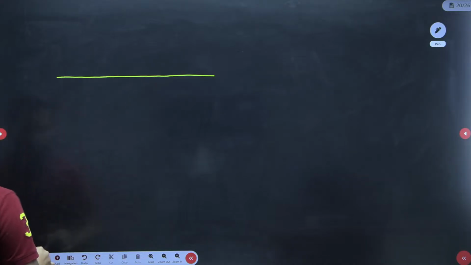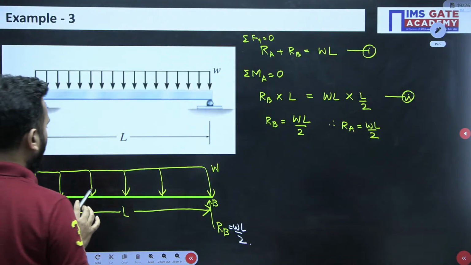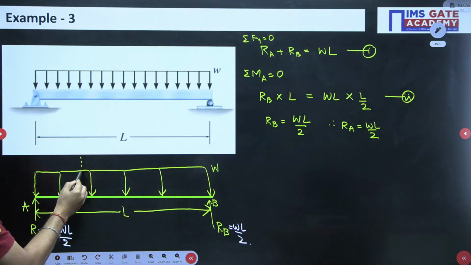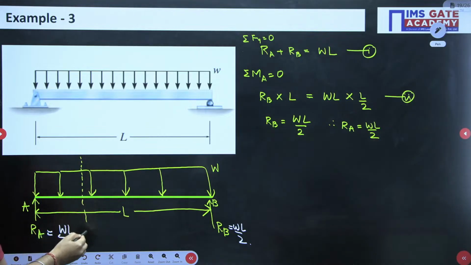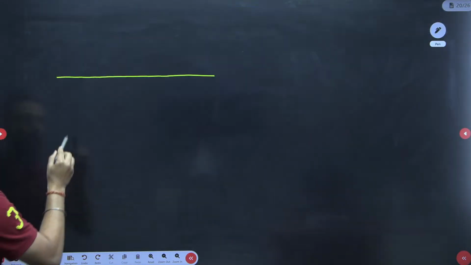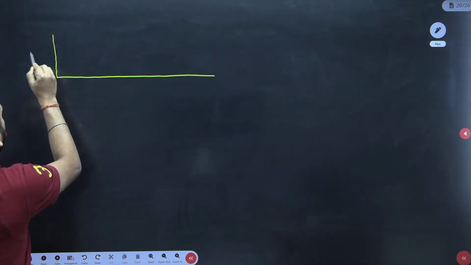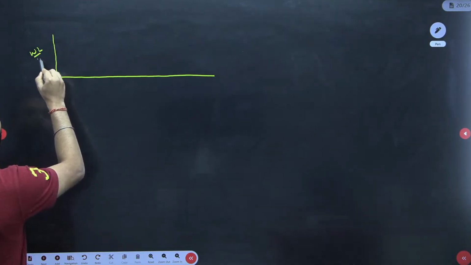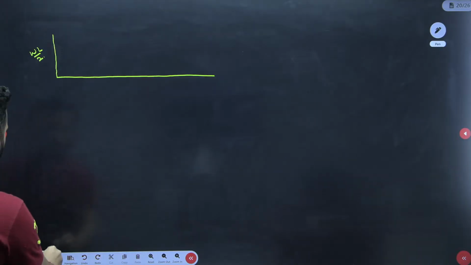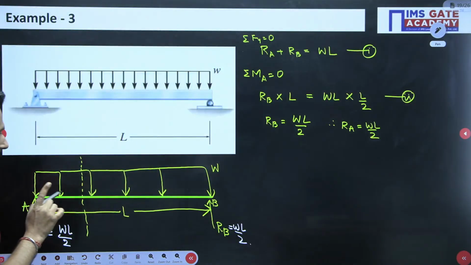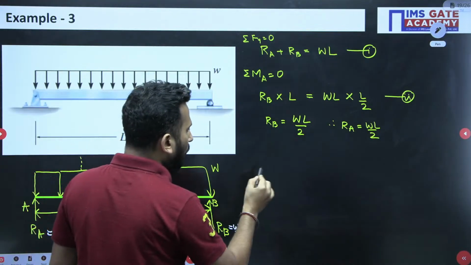This is the SFD. So quickly, if I have to draw, now see, Ra is, obviously we always start from the left, convention is there. So Ra is equal to WL by 2. That means one point load in the upward direction, which is WL by 2, is there. Okay. Now my dear friends, see very carefully how to go ahead.